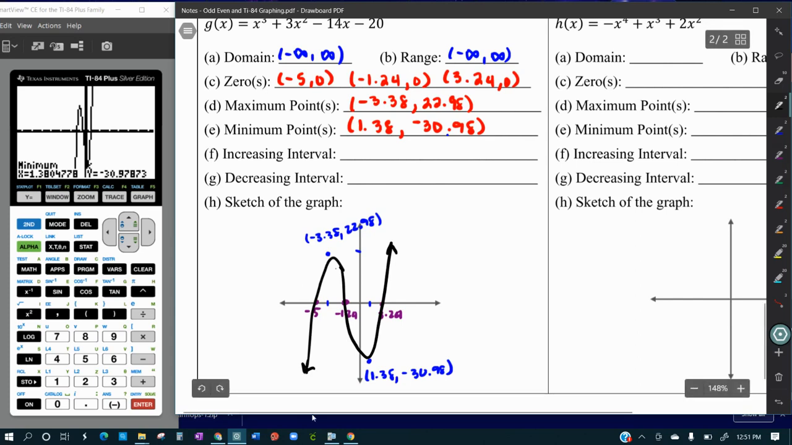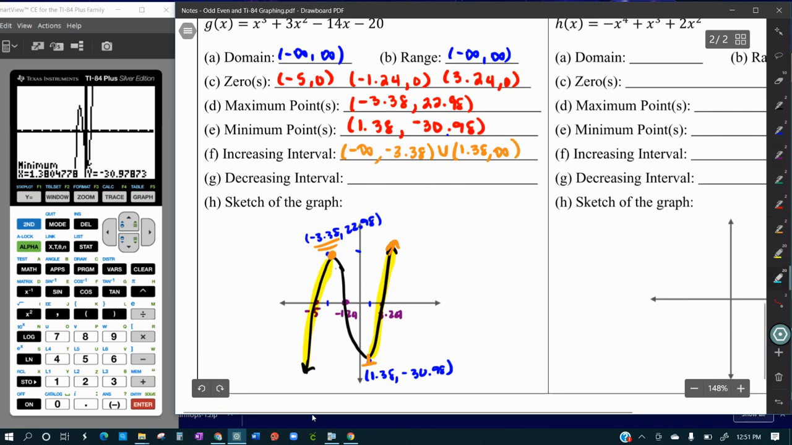So for increasing and decreasing intervals, my increasing interval, remember that's where your y values are going upwards. So that would be here and here are my increasing intervals. So I start increasing at an x value of -infinity. I stop increasing when I hit this maximum point here at -3.38. That's why the labels are nice. Then I continue to increase when I hit the x value of 1.38 all the way up to infinity.